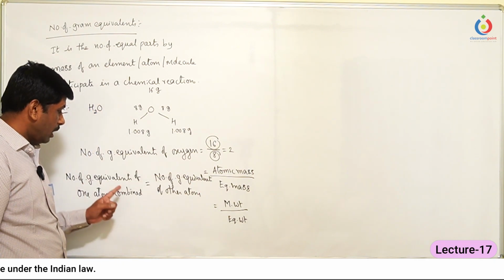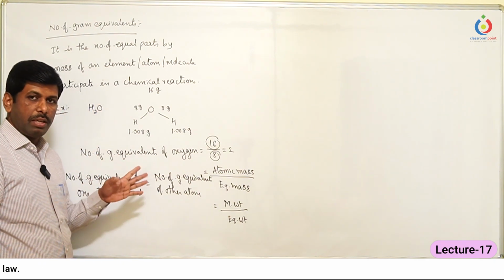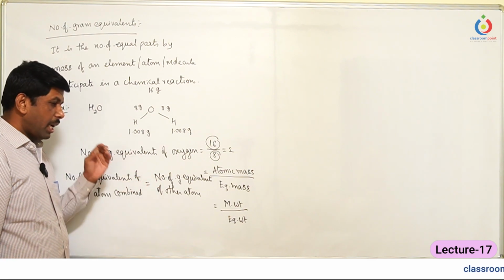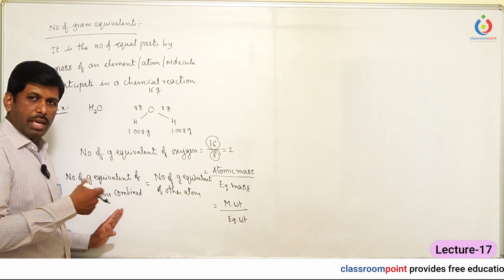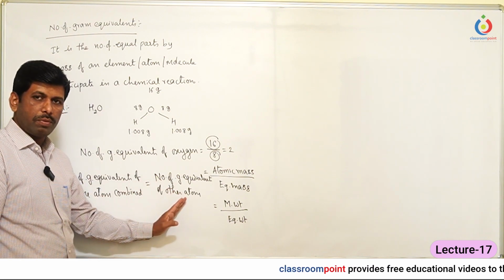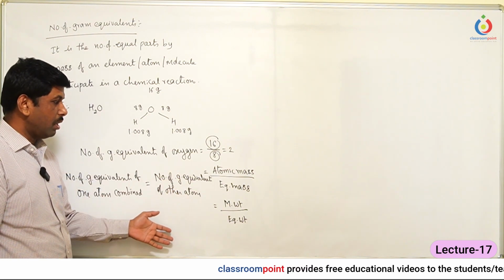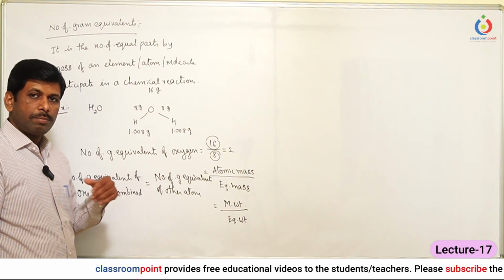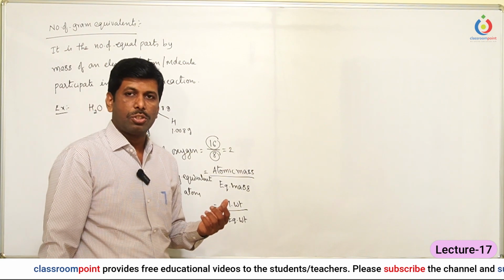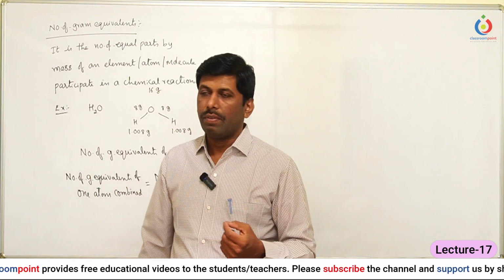You must remember that this relation is very important in solving the questions. Every time, the number of gram equivalents of one molecule or atom is equal to the number of gram equivalents of the other atom or molecule. Then let us see how to get the number of gram equivalents and how many formulas exist for solving it.